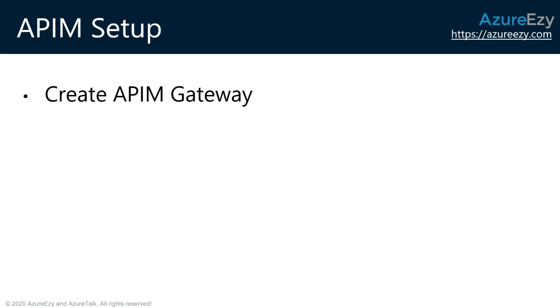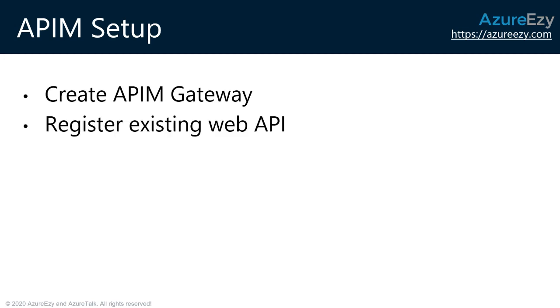It's a very simple process of creating this particular service, and it pretty much is the same if you compare it with any other service creation process in Azure portal. So you need to first create a gateway. The next thing you will do is register your existing web API. As I said, we are not going to build an API, we are just creating an APIM and then exposing your existing API to this APIM gateway.